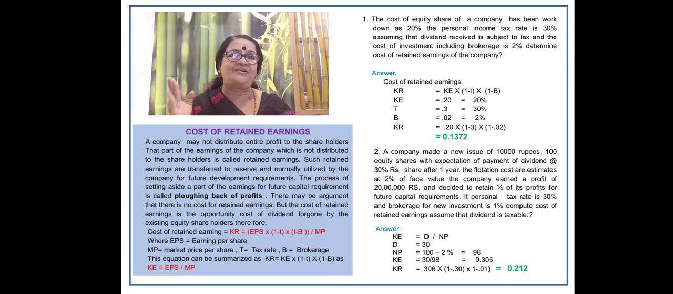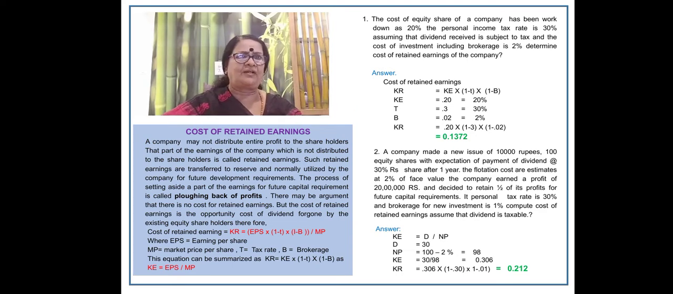So KR equal to KE into 1 minus T into 1 minus B. Here tax element is not at all there. Then KE it is clearly given. The shareholders can invest their surplus at 20%, so 0.20. Tax is not there, so 1 minus 0, assuming that the expenses and brokerage, brokerage is 3%, that is 0.03. So 0.194. The answer is 0.194.